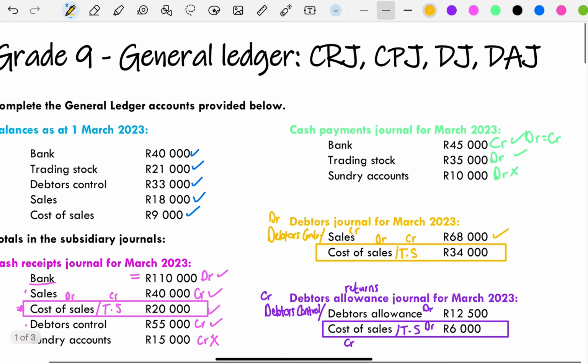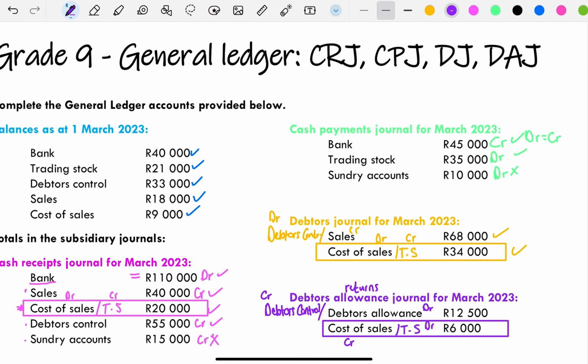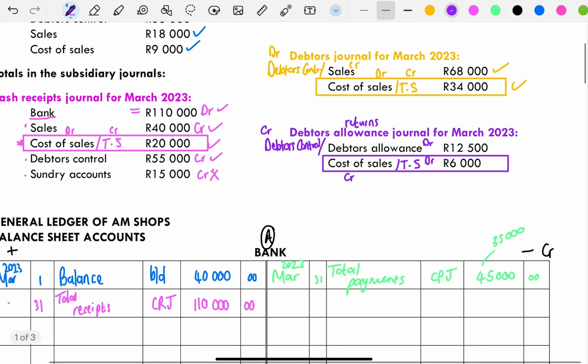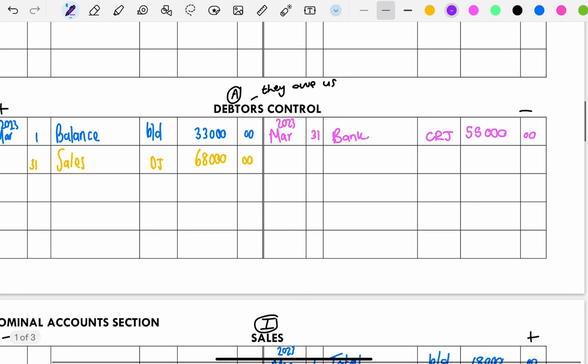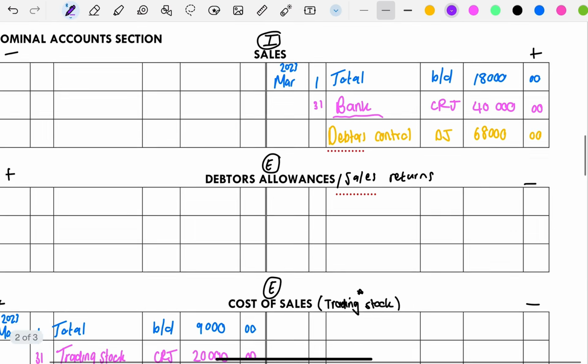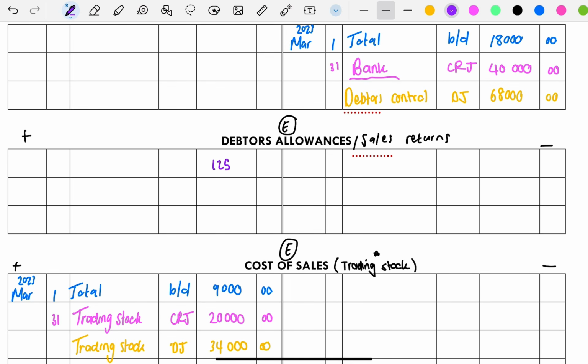Done with the DJ. Last journal then is the DAJ, where we are debiting the debtors allowance amount in debtors allowances, and we're crediting debtors control. So 12,500, credit debtors control because the debtor owes less, and debit 12,500 in debtors allowances. So therefore the credit is in debtors control.